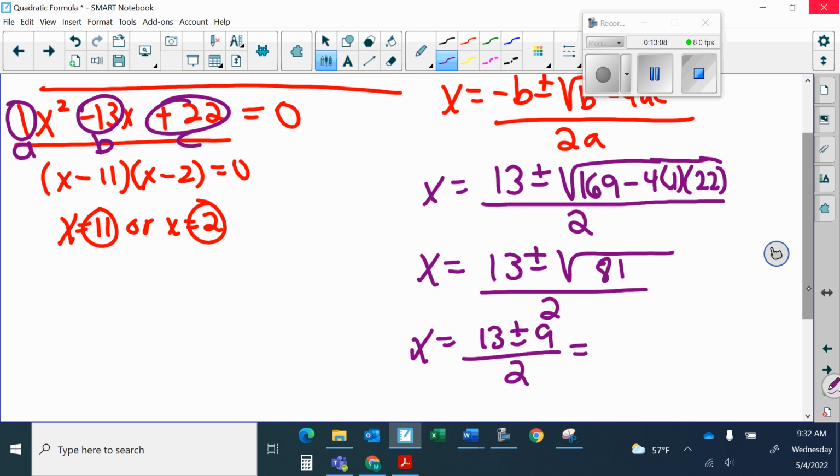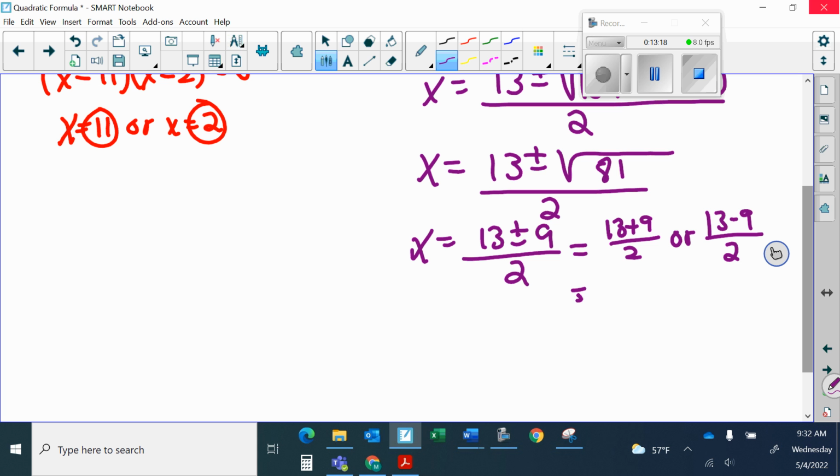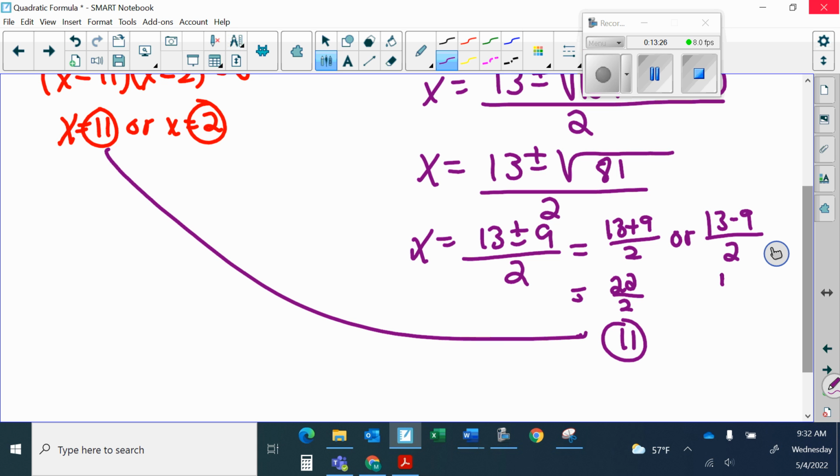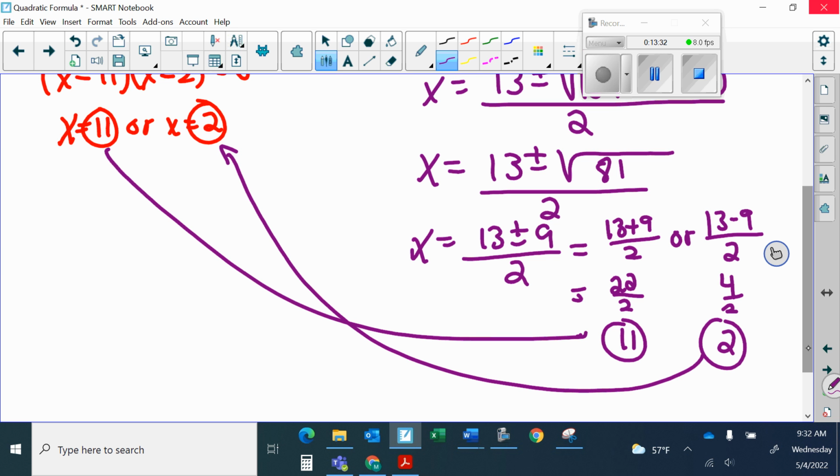So now I have 13 plus 9 divided by 2, or 13 minus 9 divided by 2. What's 13 plus 9? 22 divided by 2, and that's 11. There's my 11 answer right there. What's 13 minus 9? 4 divided by 2, which equals 2. There's my 2 answer right there. Okay, so that's another way.